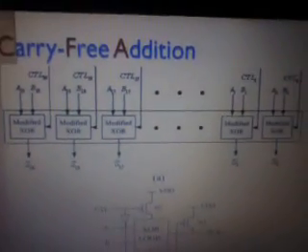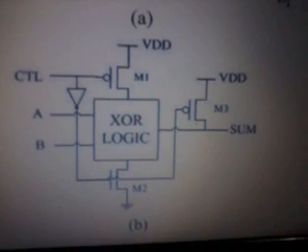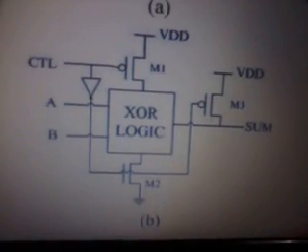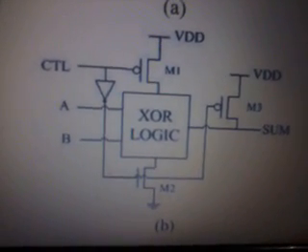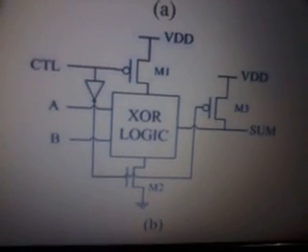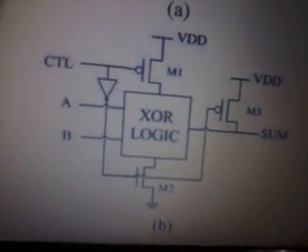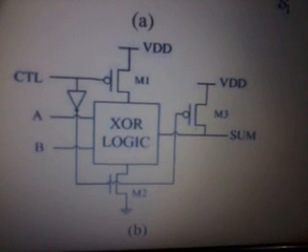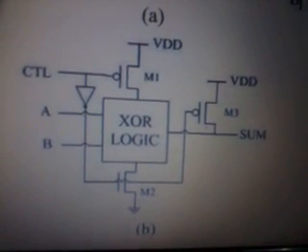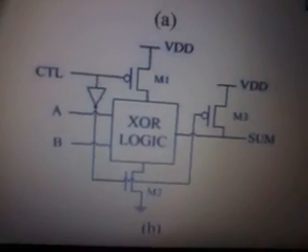Next is the carry free addition block, where the control inputs are given to the modified XOR gate. This is our modified XOR gate. We have modified it by adding two PMOS and one NMOS and a NOT gate. If the control is 0, M1 and M2 will be activated and M3 will be deactivated, so it will do the normal XOR operation. If the control is 1, the sum will be VDD, so the output will be 1. This is about the carry free addition block.